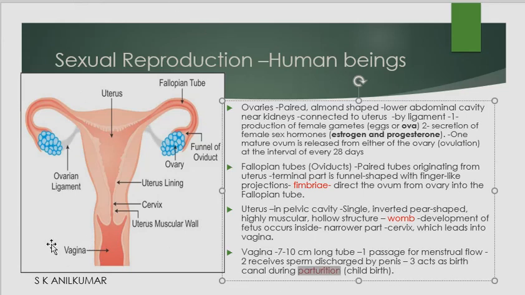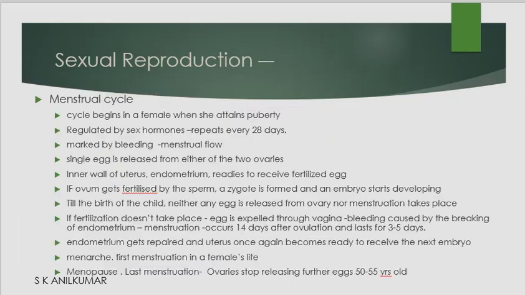So it acts as a birth canal, as a passage for the menstrual flow, and it receives the sperm discharged by the penis. These are the functions of the male and female sex organs in a human being.